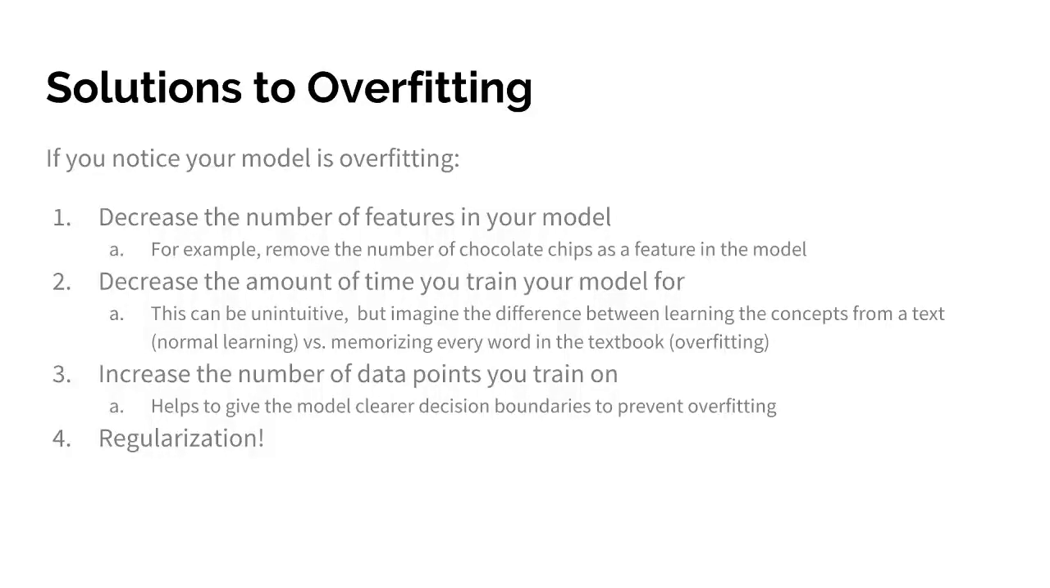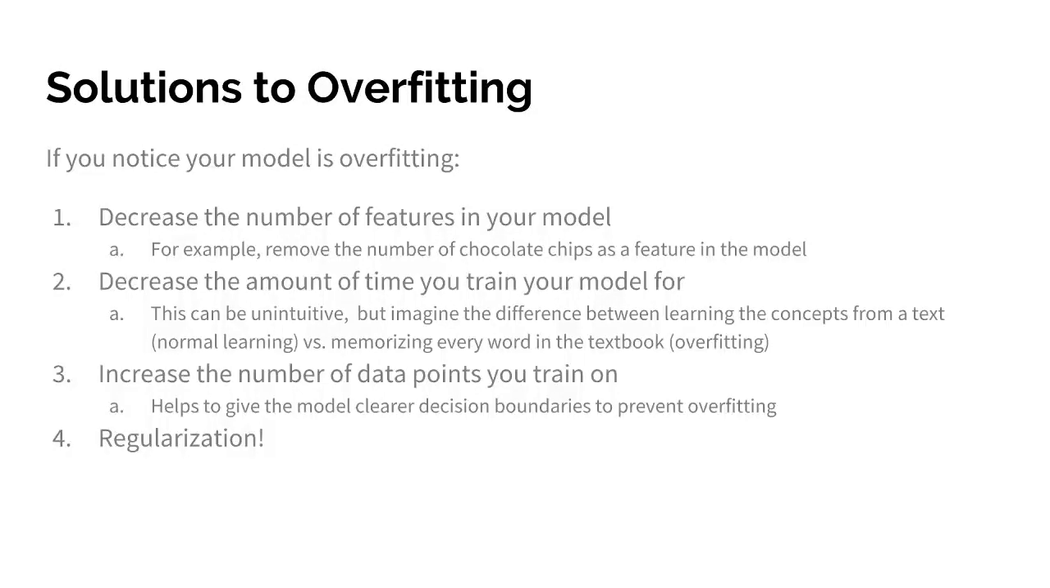So imagine the difference between learning the concepts from a textbook so that you can predict, given a new problem, how do you solve it. So that's proper learning. But there's a way to overfit it, which is if you simply memorize every word in the textbook. So doing this is counterproductive because if you're not learning the overall concepts and you're just given a word, you're able to predict the next word in the textbook, right? That's not useful when you're trying to tackle larger problems outside of the textbook. And so that's an example of overfitting.